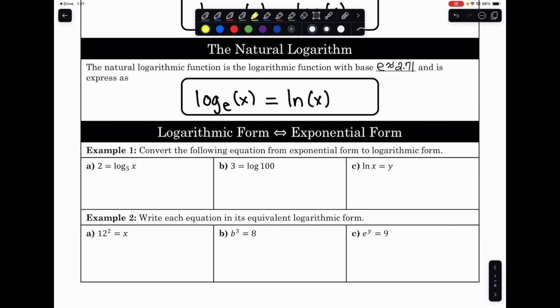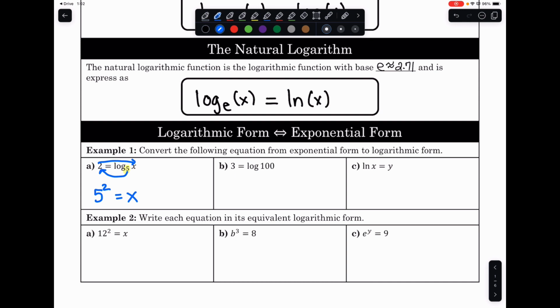To do this, we're going to start with the base. Our base here is 5. So we're going to get this base of 5, raise it to this power of 2, and that's going to equal the value of x. So this right here in blue, 5 to the second power equals x, is equivalent to writing that 2 equals the log with base 5 of x.